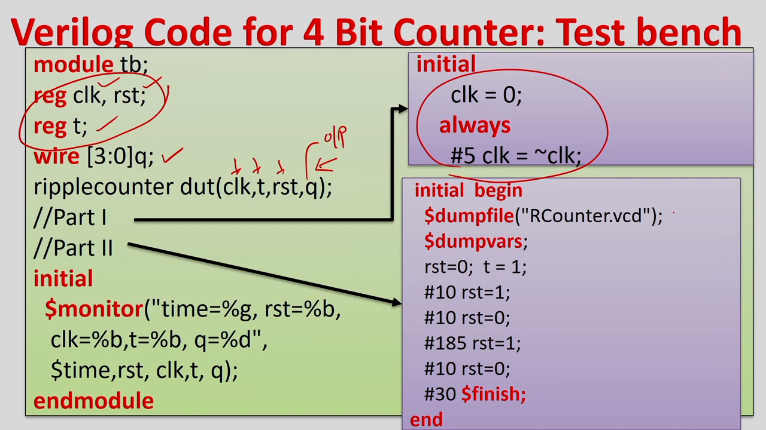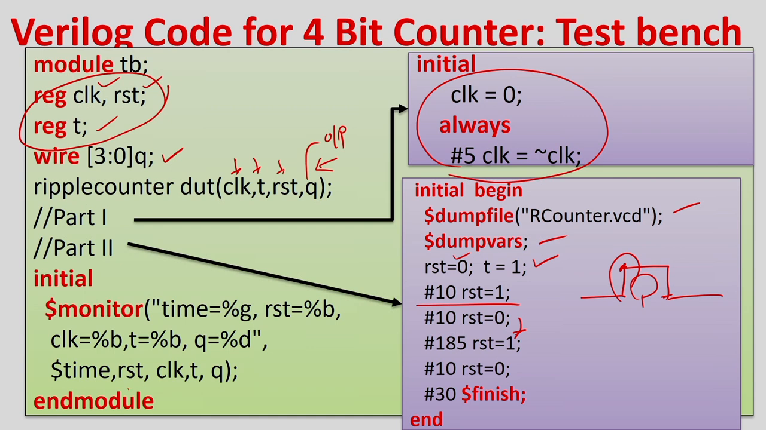What we are doing here is initializing the VCD dump file, counter.vcd, and we are dumping all variables. Initially we make reset equal to 0, then T equal to 1, okay. After some time we make reset equal to 1, and after some time reset equal to 0 again. That means at this period the counter will get reset to 0 and then it starts counting, because after that we are resetting only after 185 seconds. That means we let the counter do the count.